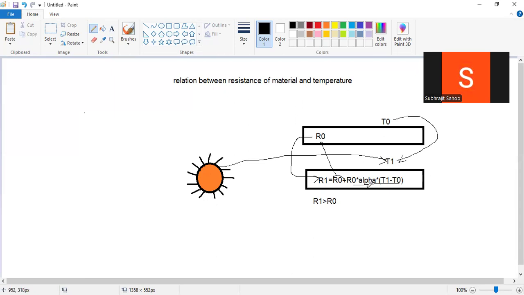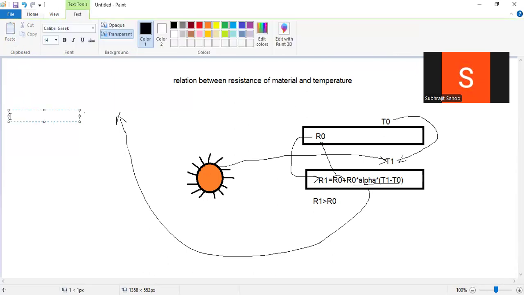What is this alpha here? Alpha is called the temperature coefficient, or thermal coefficient. We can say temperature coefficient or thermal coefficient. It is denoted by the alpha symbol.